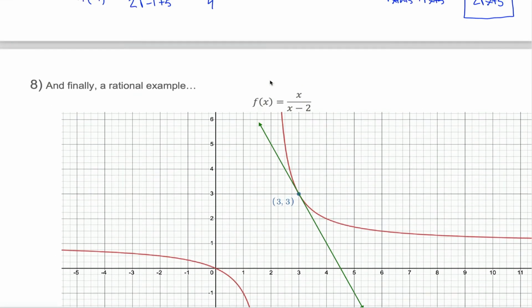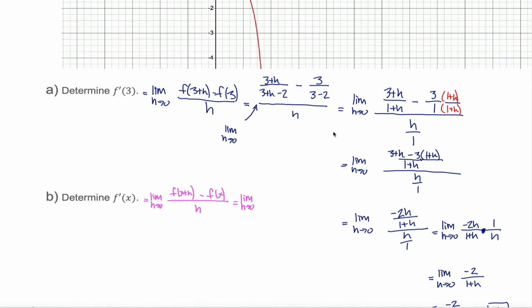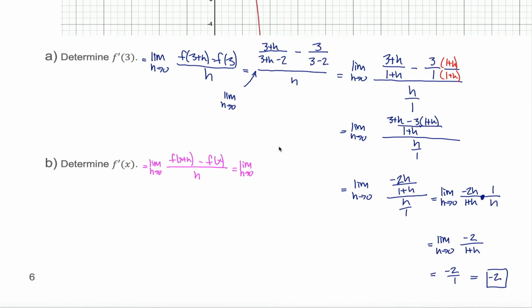And because I have this function f of x defined right here, I can figure out f of x plus h and copy down what f of x is equal to. Since f of x is x over x minus 2, f of x plus h would be x plus h divided by x plus h minus 2. From that, I want to subtract f of x, which, as I said a second ago, is x over x minus 2. And then I want to divide that whole thing by h.